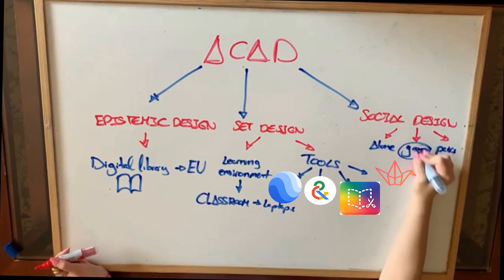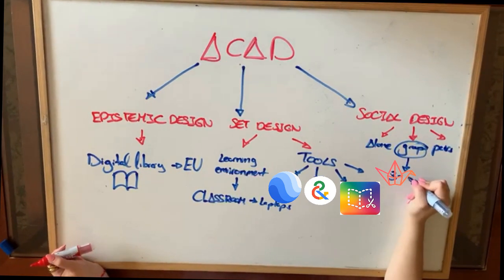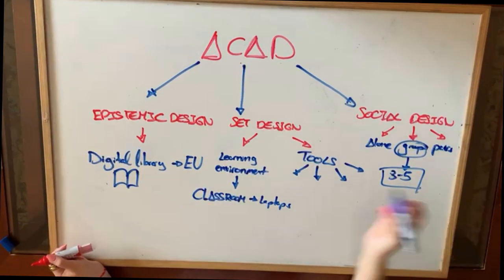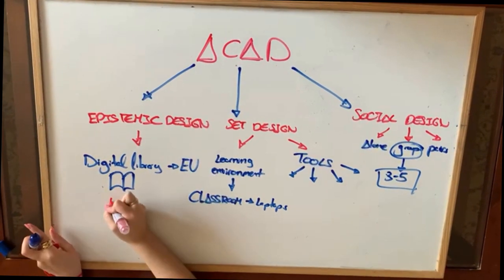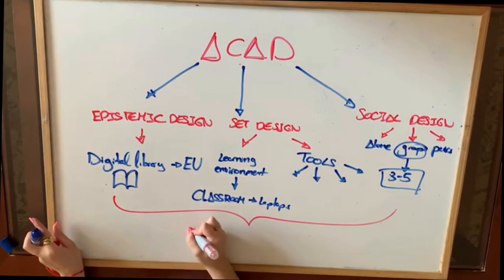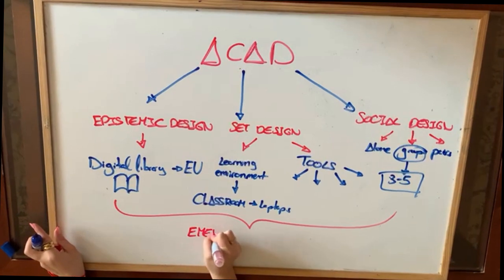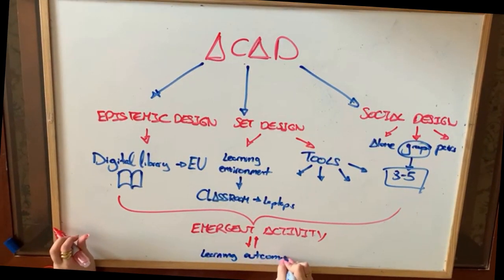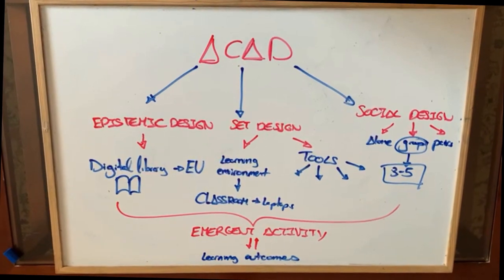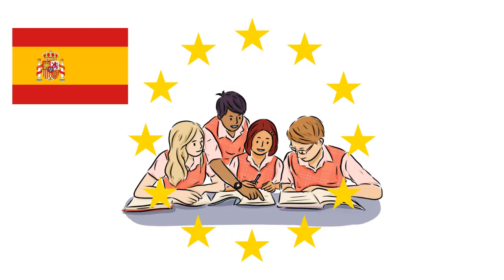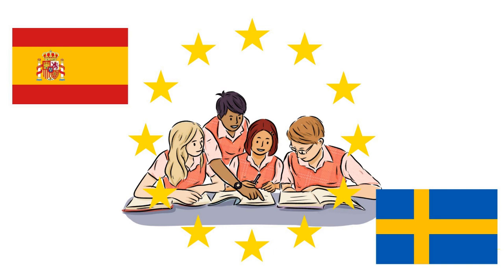The final structural dimension of the framework is characterized as the emergent activity, which happens at the time of learning when tools, tasks, and people come together in support of learning. The learning outcomes are tied to the activity that emerges. And now, on to the sequence we're going to follow. Firstly, group members will choose a country from the European Union to learn about.